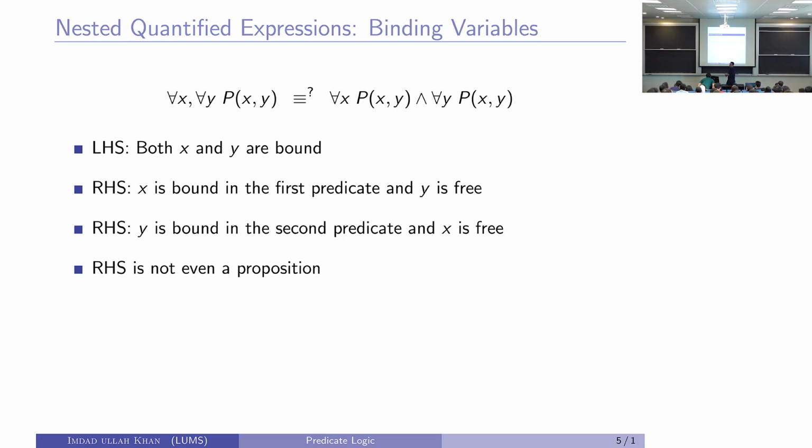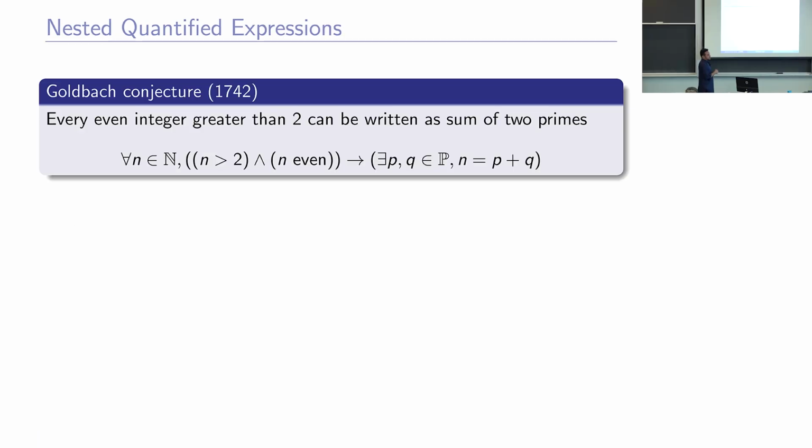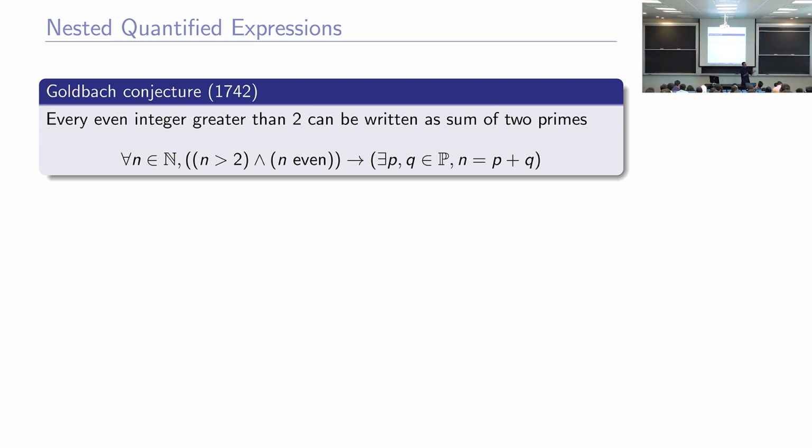So we're going to talk about nested quantified expressions, where the predicates involved have more than one variable, two or more variables, and both variables need to have some kind of quantification. Okay. Remember the Goldbach conjecture? I told you then to wait for a while, that it's not really a proposition, but I wanted to make a point then.